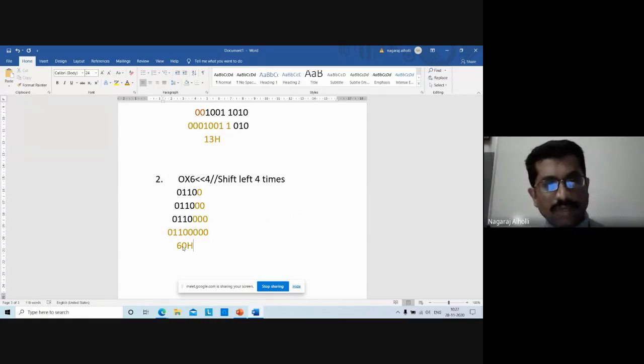So this is how we are supposed to find out the value after left shift and what will happen after right shift. Okay, you all understood here?